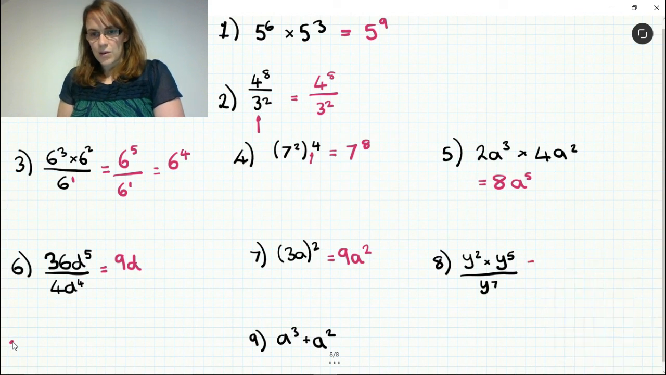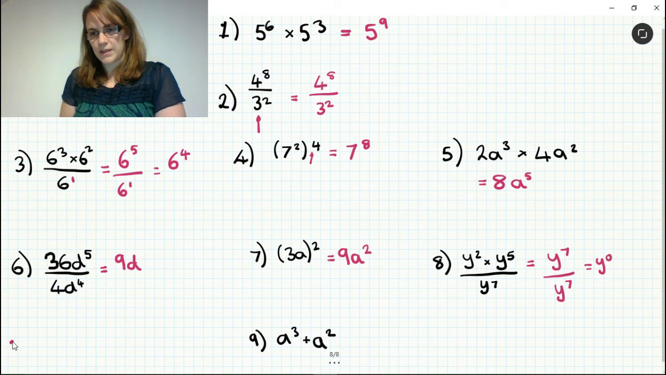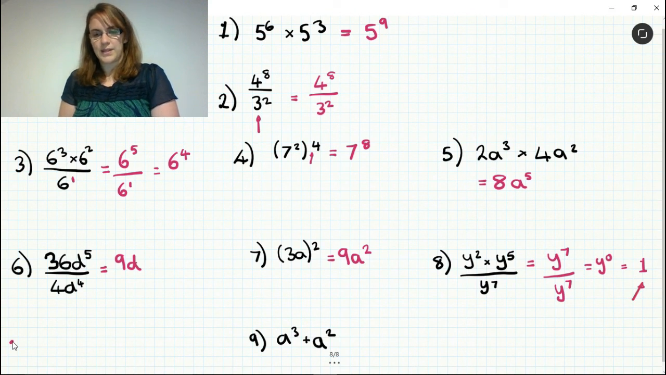Number 8, on the top then we've got y used twice multiplied by y used 5 times in multiplications, so in total we are using y 7 times, and we are dividing that by y to the power 7. Now y to the power 7 divided by y to the power 7, you subtract the powers, which is y to the power 0, but that is also equal to 1. So our final answer, either of those are correct, but the better way to write it is just 1. That is simpler than writing y to the power 0.